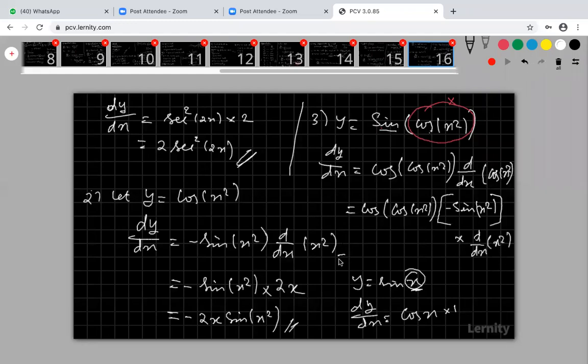So therefore, this differentiation is 2x. Here minus is there. So therefore, minus 2x. This is sine of x square. Okay, this is cos of cos x square.